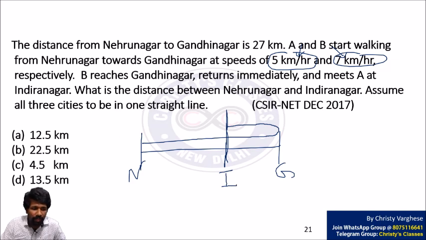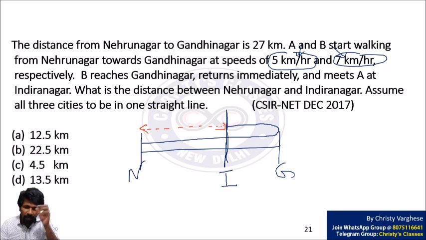The place where he meets A, A was moving how? A only travels from Nehru Nagar to Indira Nagar like this. This is the movement of A. But as B was faster, B could reach Gandhi Nagar and come back to Indira Nagar. So what you understood? The time taken is the same for both.